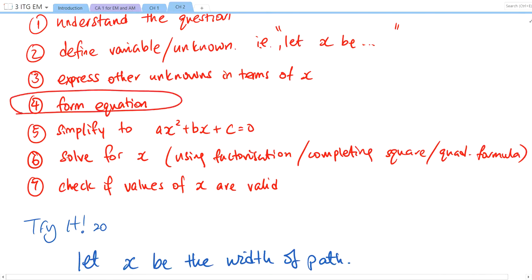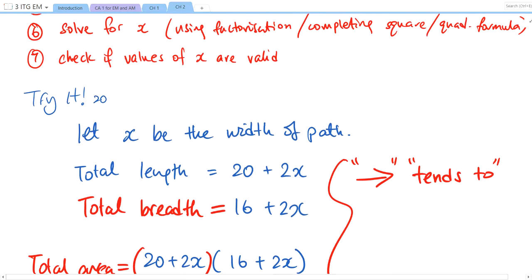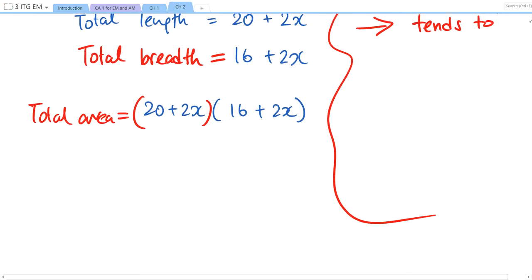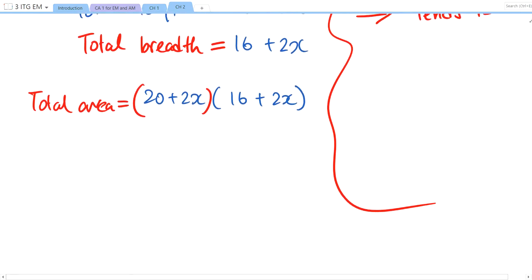I am trying to finish step 4. Have I formed an equation? No, I haven't. This is the total area. So now my job is to form the equation using the information from the question.